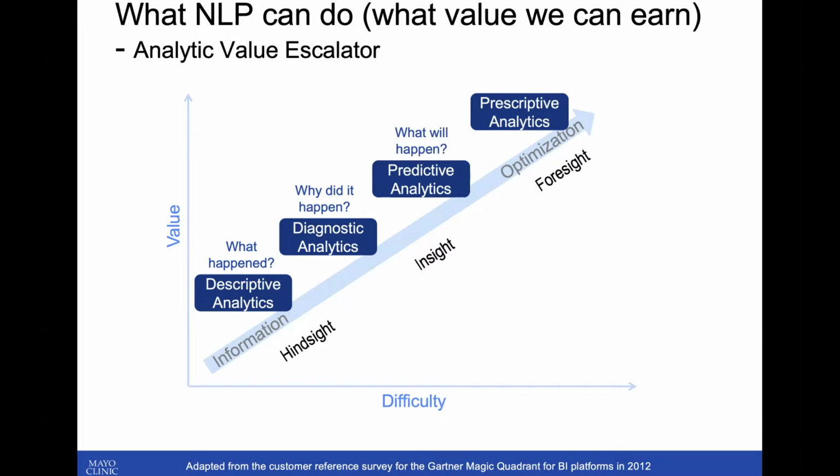The next one is predictive analytics. This is the prediction model and can answer the question of what will happen. The top one is prescriptive analytics. It can answer the question, how can I make it happen? So from the information perspective, this goes from hindsight to insight to foresight.